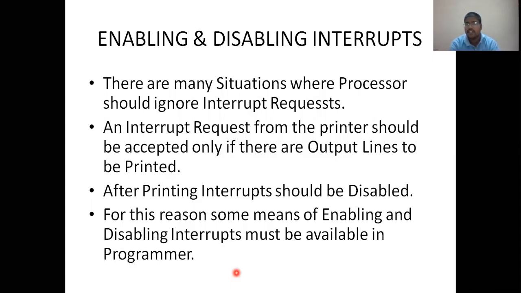So if you observe carefully, there are many situations where the processor should ignore the interrupt request. An interrupt request from the printer should be accepted only if there are output lines to be printed. After printing, the interrupt should be disabled. So here they have given an example. See, sometimes though we may give an interrupt, that means though the interrupt may be raised, our processor may take it light. Okay, what does it mean?